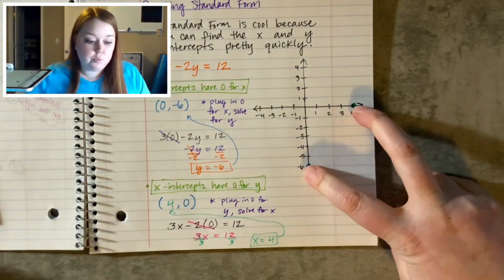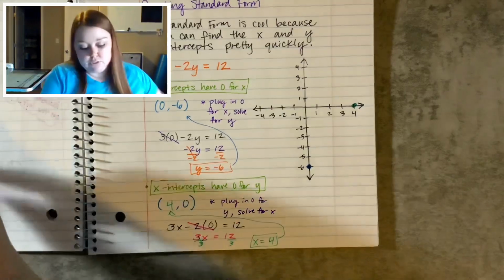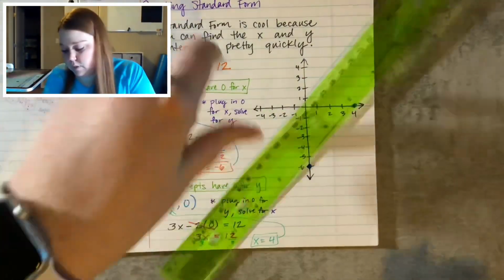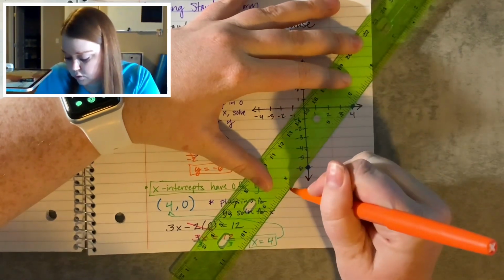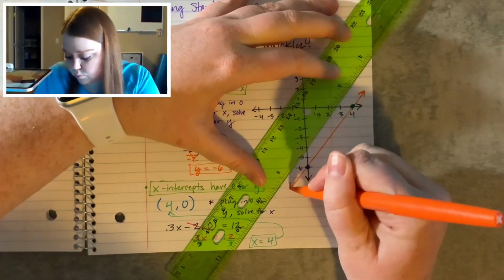So you got your 2 points. You only need 2 points to make a line, right? Take a ruler, take something next to you that has a straight edge, connect those, put points at the ends.